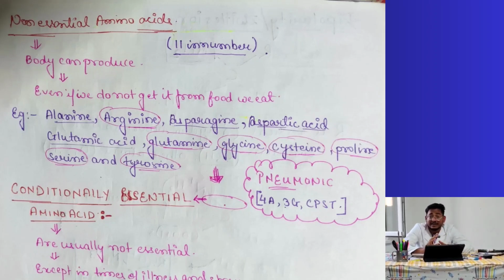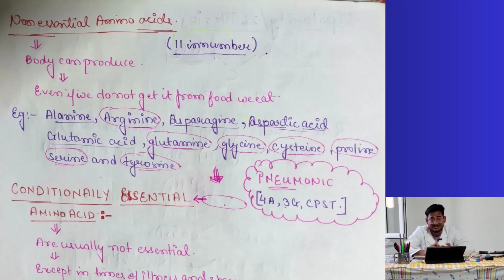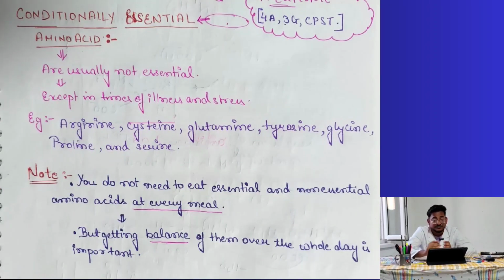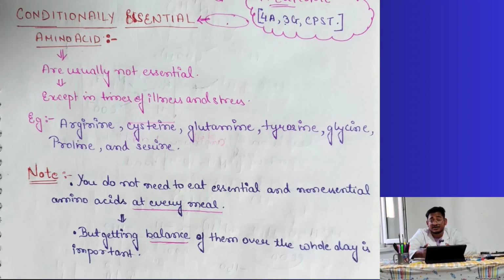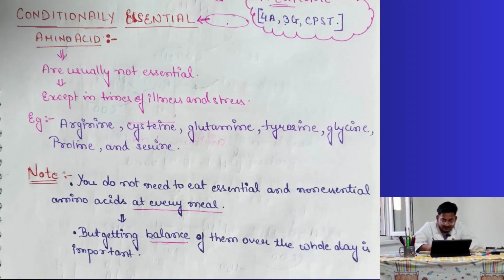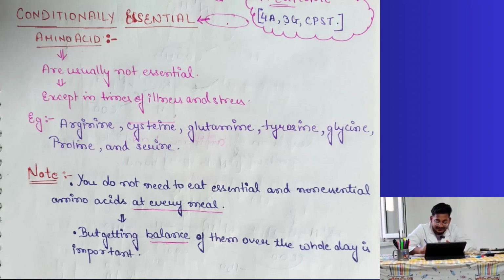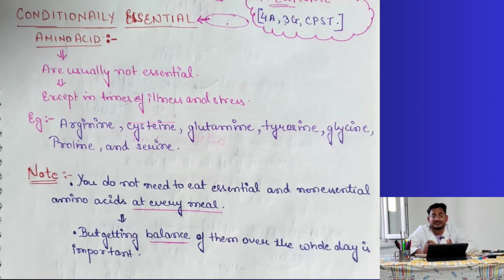Now we have to understand conditionally essential amino acids. They are usually not essential, but in times of illness and stress we cannot make them, so at that time we have to take these amino acids from outside. Among the 20 we know, the conditionally essential amino acids are arginine, cysteine, glutamine, tyrosine, glycine, and at the last proline and serine.